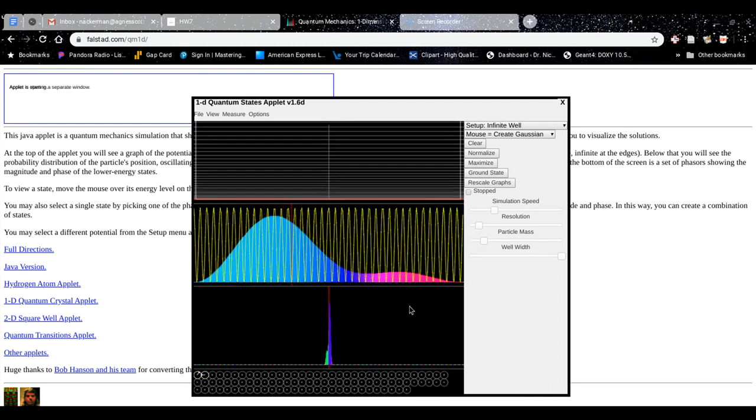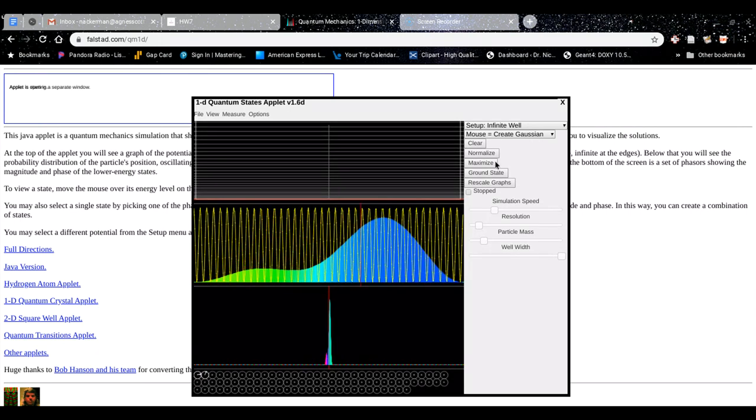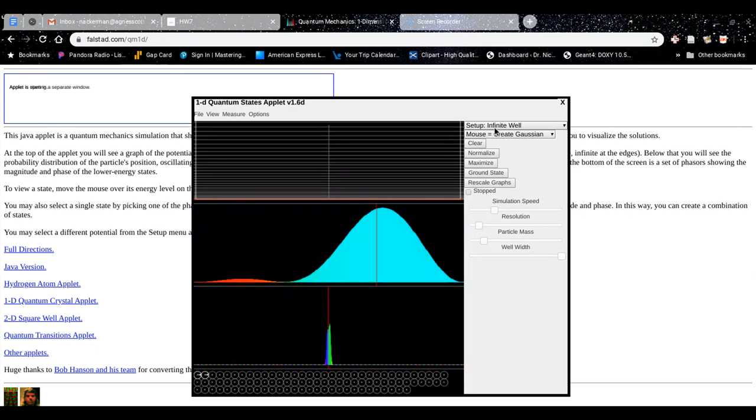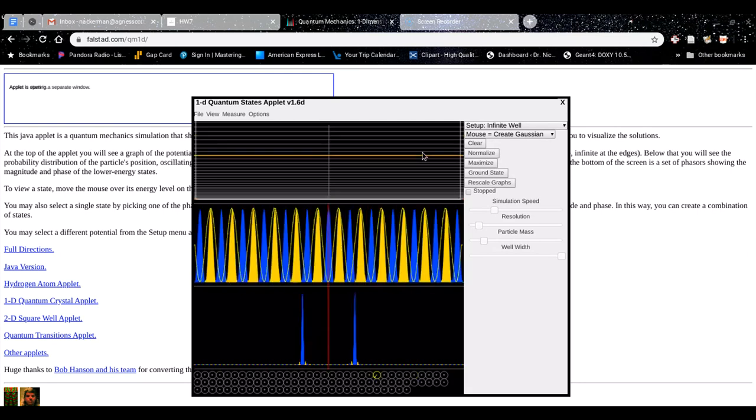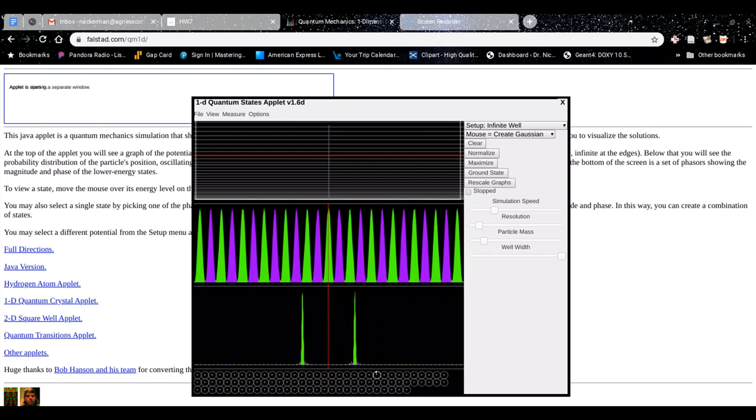So what I really like about this simulation is that you can interact with it in a lot of different ways. So right now we're in the infinite well. And if we just want to look, for instance, at one energy level, we can now see a few more things going on. One, we see a lot of crazy colors. And let's go ahead and stop. So what's going on up here?